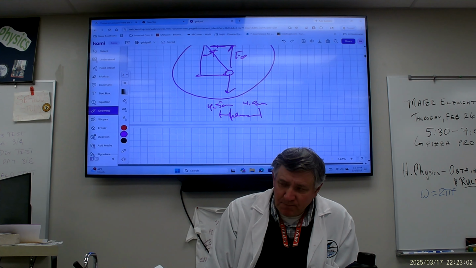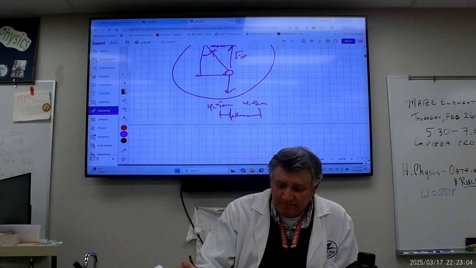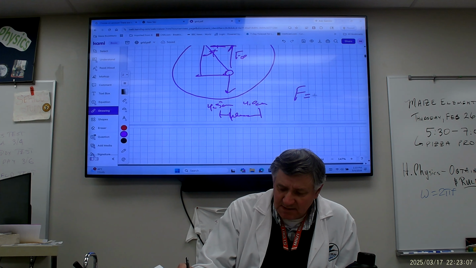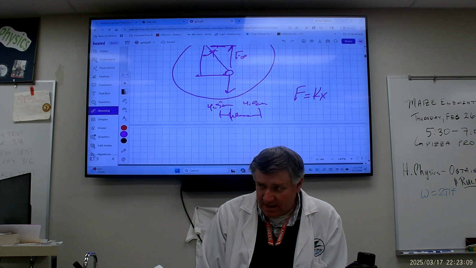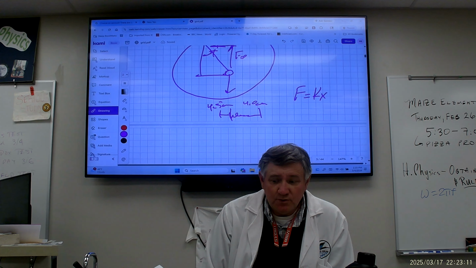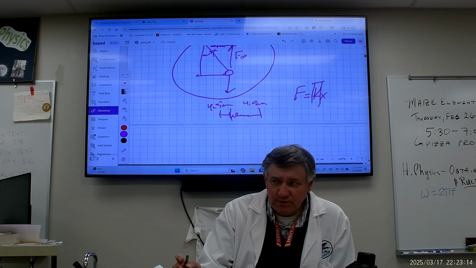So you need to approach this from two different perspectives. One, you need to approach it from F equals Kx. Now, you know what the K value is. You have that number.